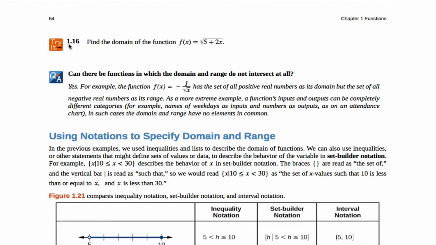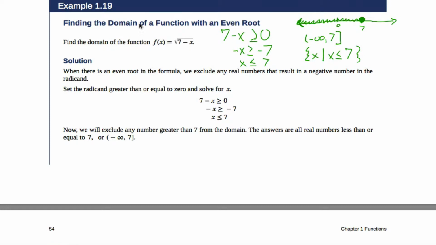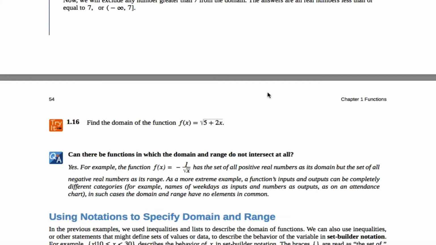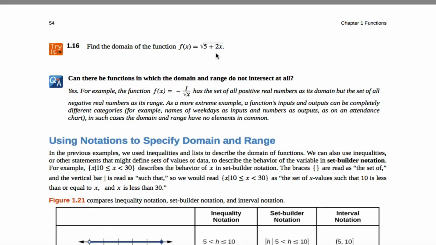All right, I'm going to do Try It 1.16 here to find the domain of this function. It's very similar to the example prior, which is Example 1.19, where the function that they give me, I don't have to worry about dividing by 0 because there's no denominator here. But I do have to worry about taking the square root of a negative number.